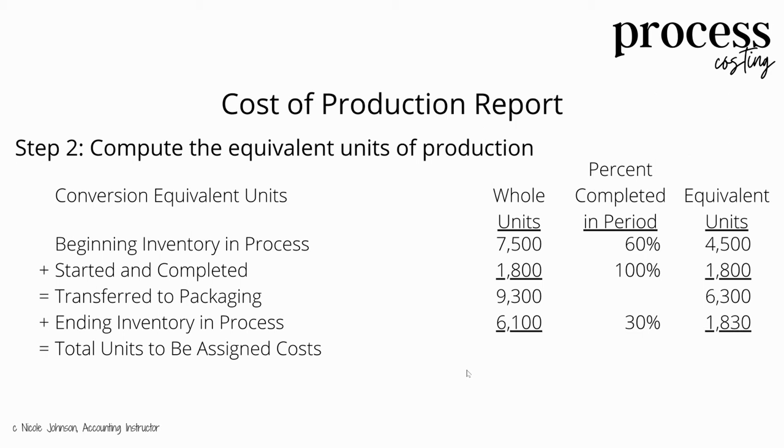In terms of the ending inventory in process, we were told that it was 30% complete with respect to conversion. So we'll take the 6,100 whole units in the ending inventory in process, and we'll multiply that times 30% complete. This gives us 1,830 equivalent units. So total units to be assigned costs, when we're looking at whole units, we're looking at 15,400. When we're looking at conversion equivalent units, we are looking at 8,130 by taking the transfer to packaging, 6,300, plus the ending inventory in process of 1,830.